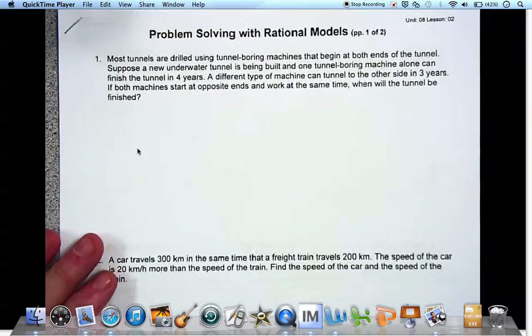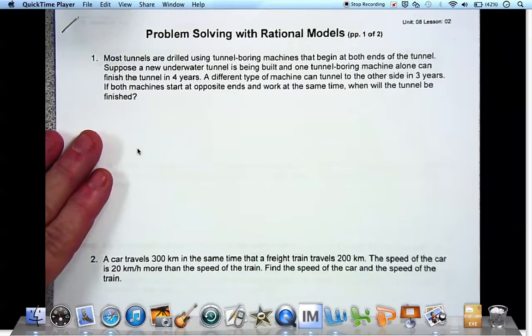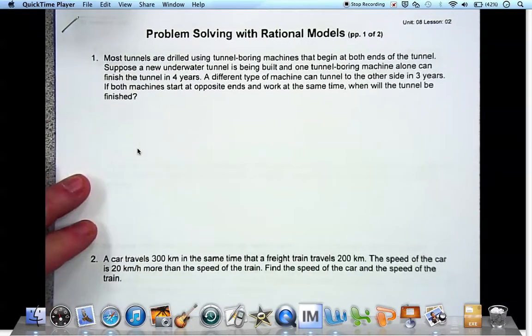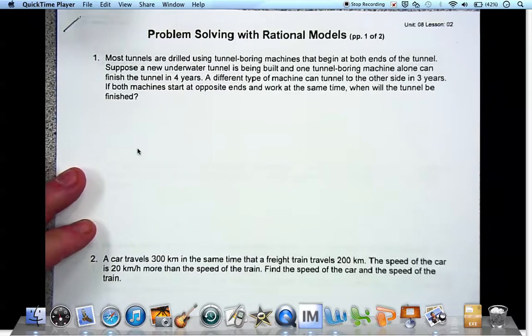Problem solving with rational models. I'm going to work four different kinds for you, and then you will have four to work that are very similar. We're going to use rational equations to solve some rational models.